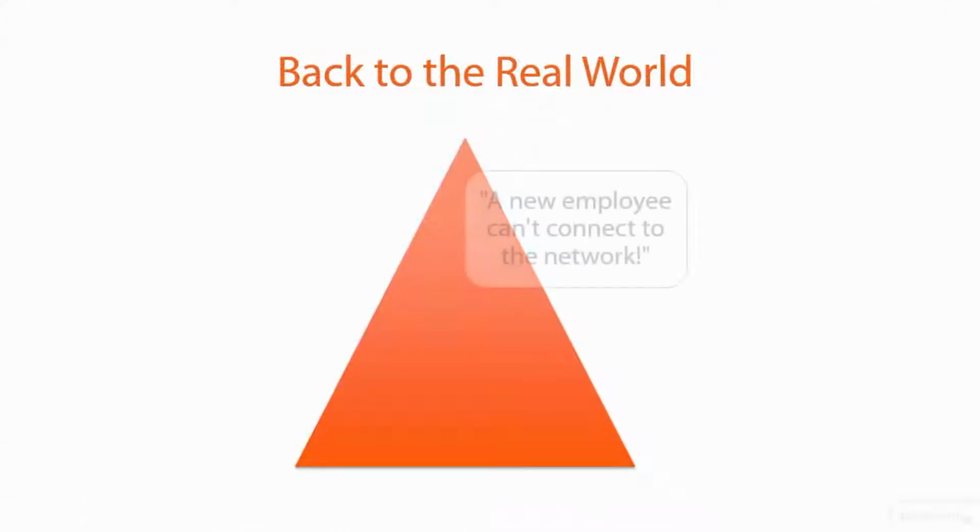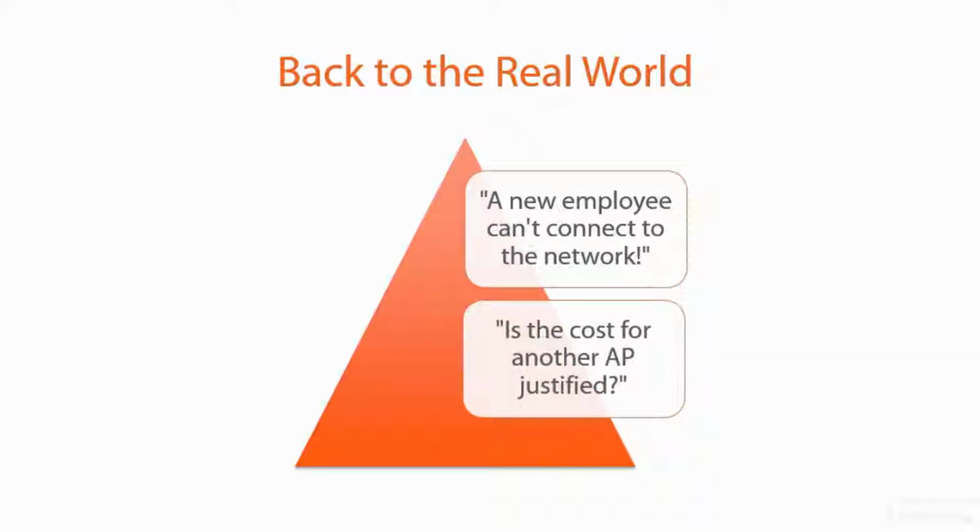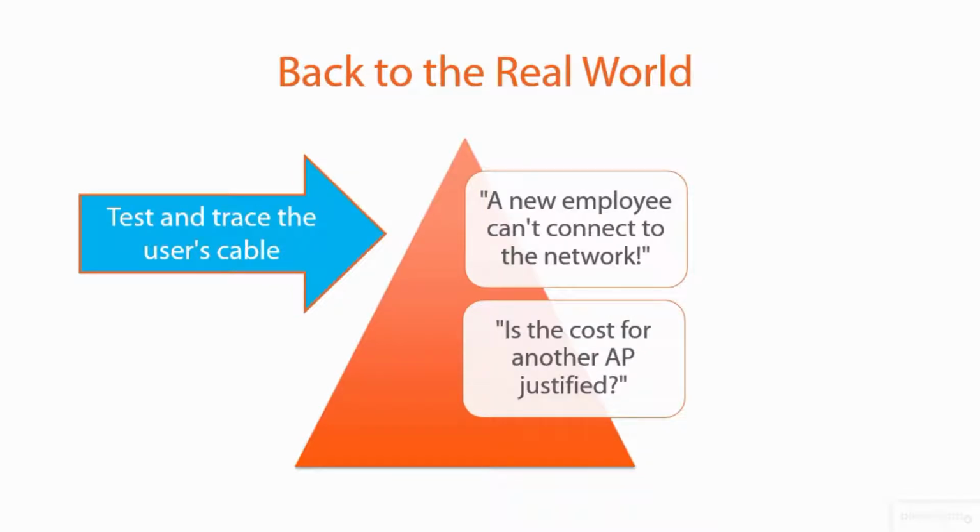Now let's return to the real world as A+ certified repair technicians. We have the problem: a new employee can't connect to the network, and also, is the cost for another access point justified? With reference to the first question, we'll want to look at the lower layers of the OSI model. We'll want to look at layer 1. Is the user's cable patched correctly from their computer to the wall outlet?